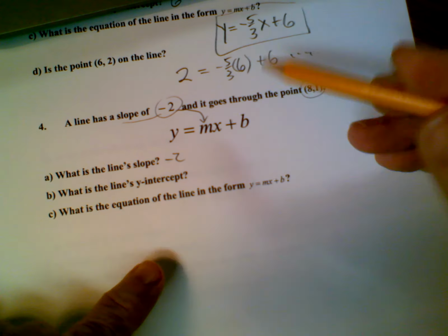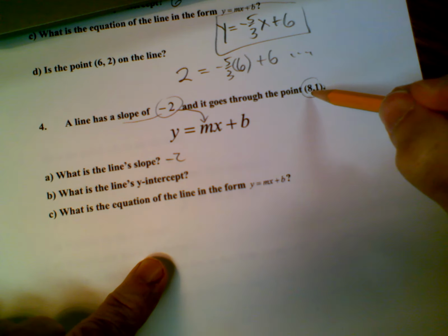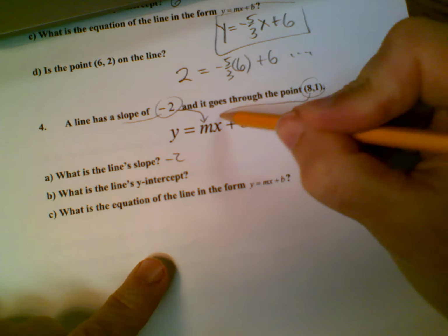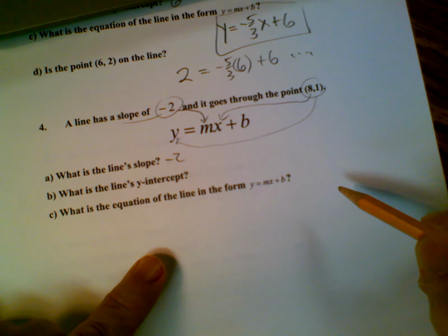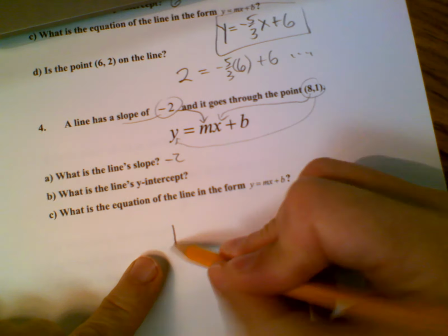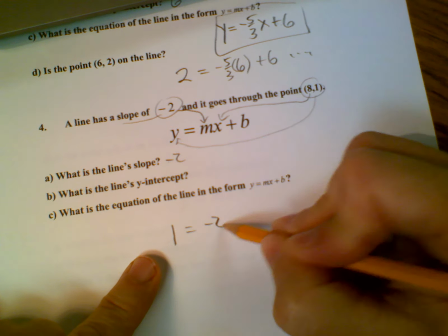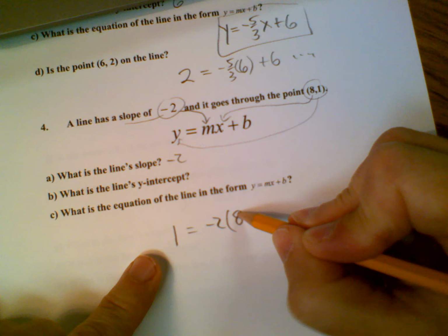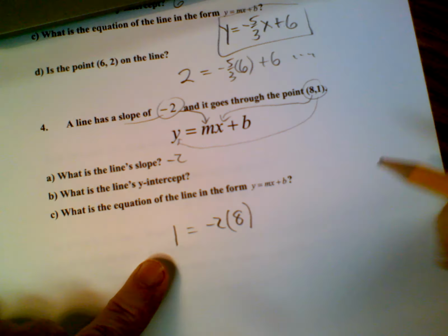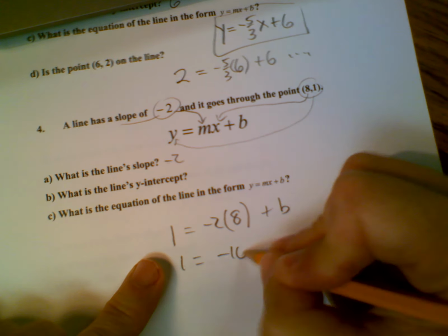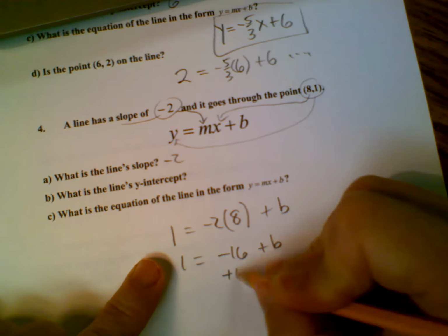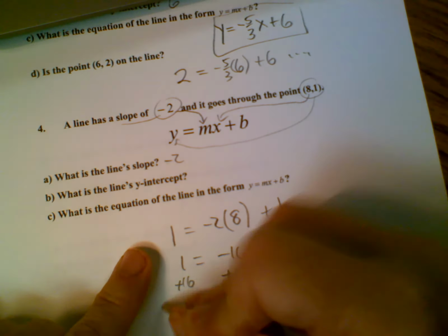Okay. Now, I have given you an x and a y that can be plugged in so you can find the b value. Right? So plug in the 1 for y, the -2 for the slope, the 8 for the x, plus b. 1 is equal to -16 plus b. Add 16 to both sides.